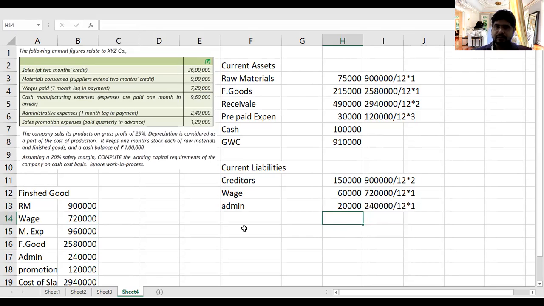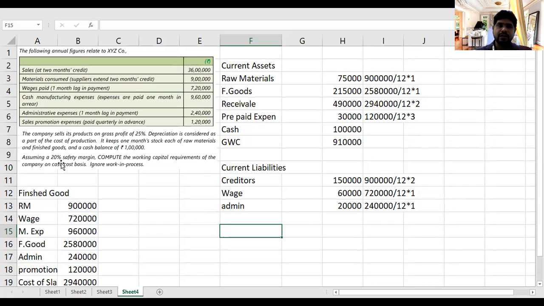Right, now further it says assuming a 20% margin, right? 20% margin means sometimes, due to some reasons, the cash requirement may fluctuate, and at this time they have to manage their business. So for safety needs, they are keeping some margin. So that is equal to 20%.